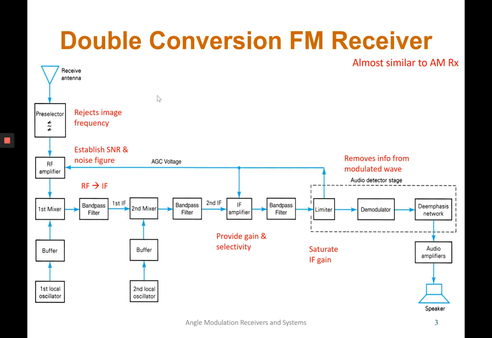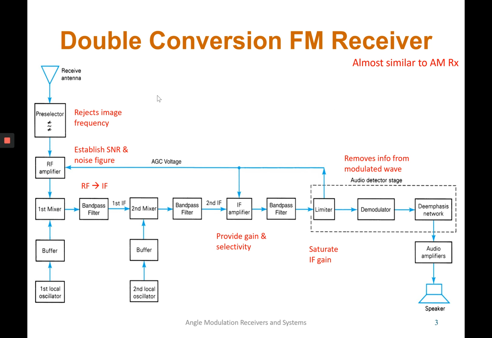So, as a recap, we have learned about AM receivers in chapter 5. Then it's quite easy for you to understand this double conversion FM receiver. It is almost similar to an AM receiver. As we learned earlier, the receiver must have 5 stages: RF stage, the mixer or converter stage, the IF stage, then detector stage, and lastly audio stage.